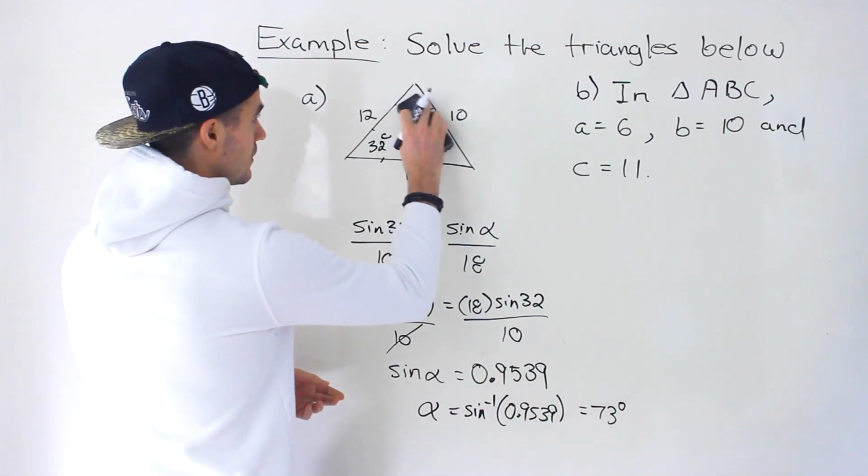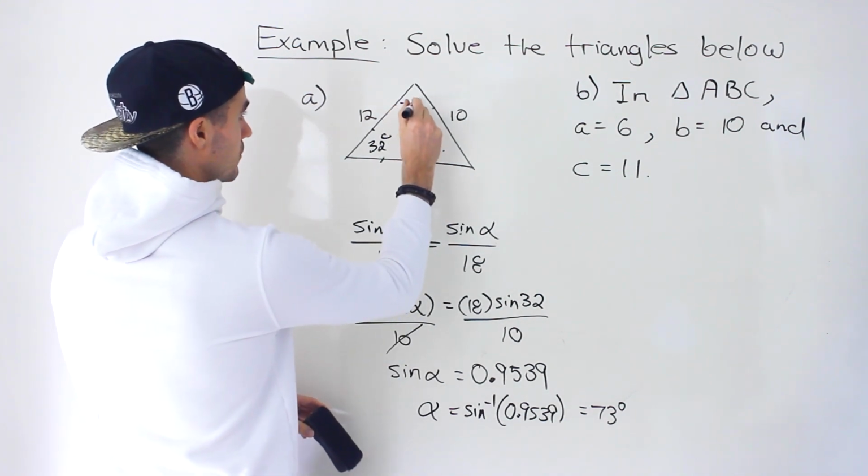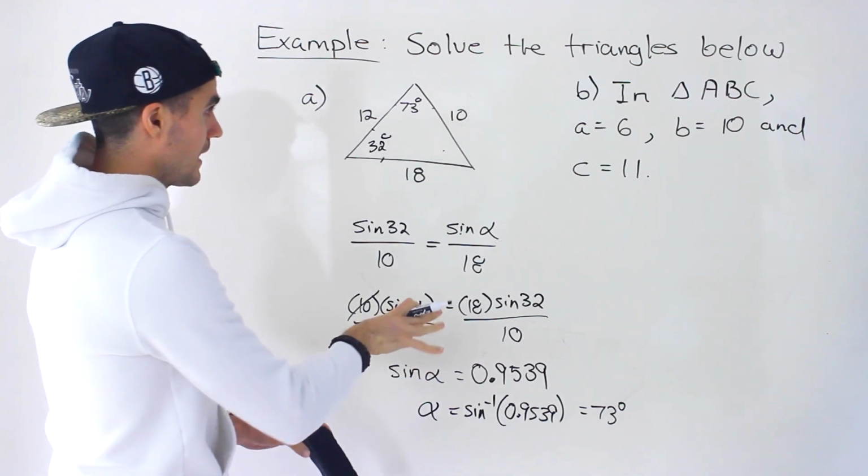Right? So this here is 73 degrees, that angle alpha right there. Again, if you do that with cosine law, you should get the same angle.